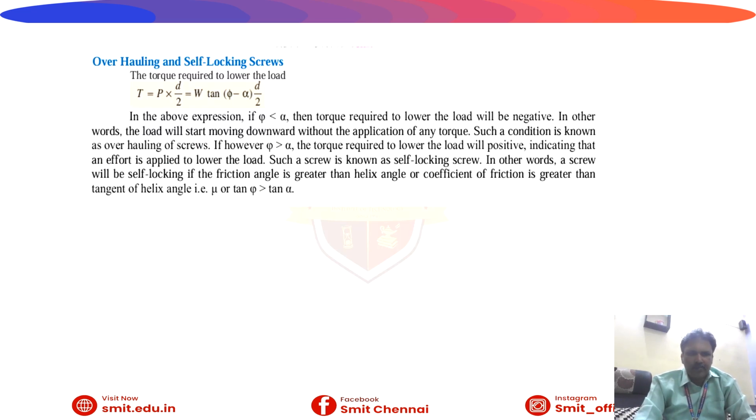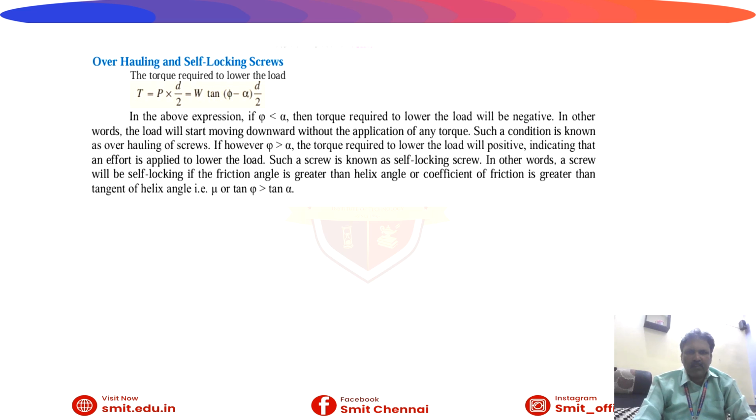Overhauling and self-locking screw. This is one condition we are using, self-locking. Whenever a screw jack or whatever it may be is lifting the load, the screw should not come back. Because of the friction, it should not come back. That is a condition we are using. That is T equal to W tan(phi minus alpha) D by 2. So this is the condition.